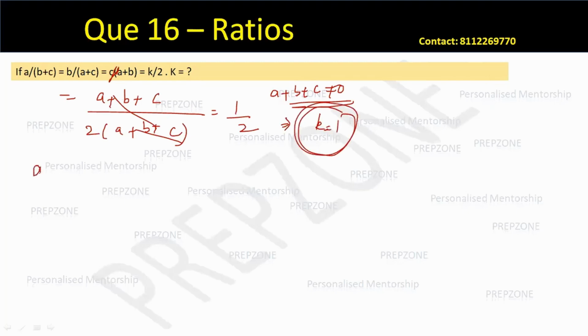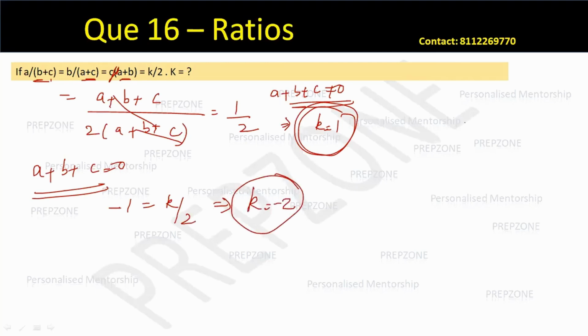But second case is when A plus B plus C is equals to 0. Then B plus C will be what? Minus A. This is minus B. This is minus C. So each of these values will be equals to minus 1. And this is equals to k by 2. So another value of k is minus 2. You have two possible values of k.